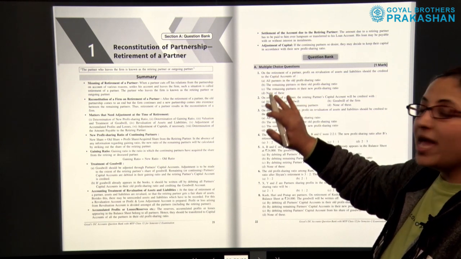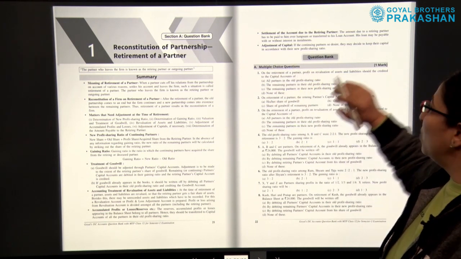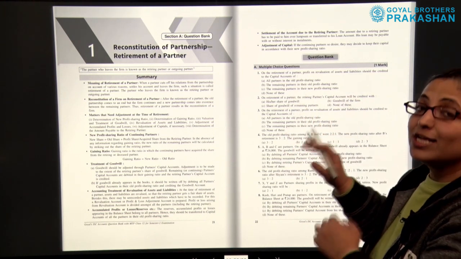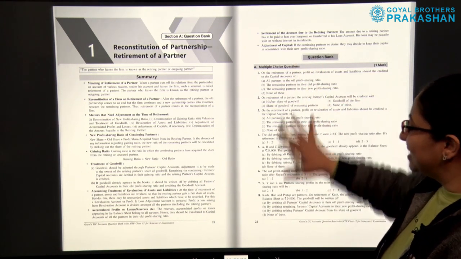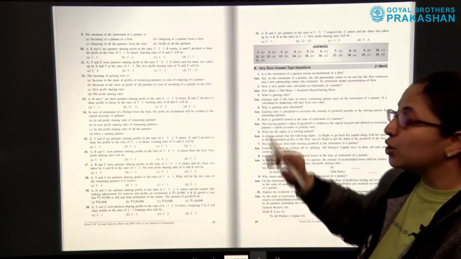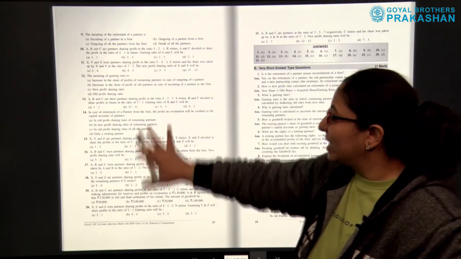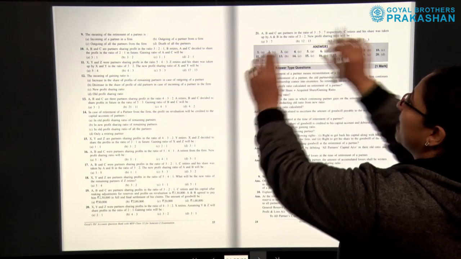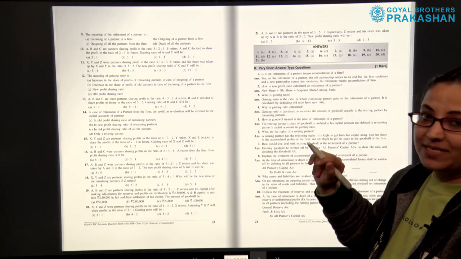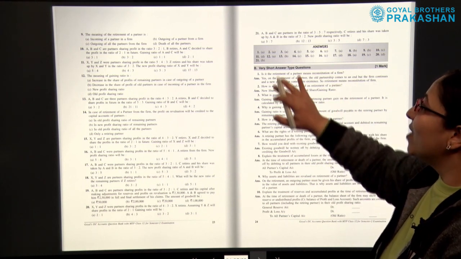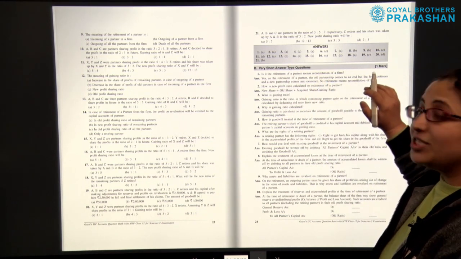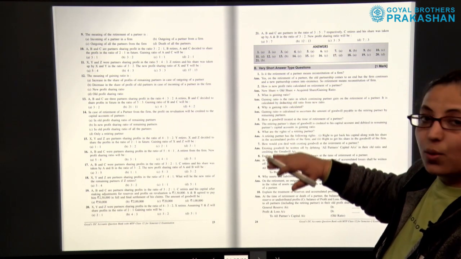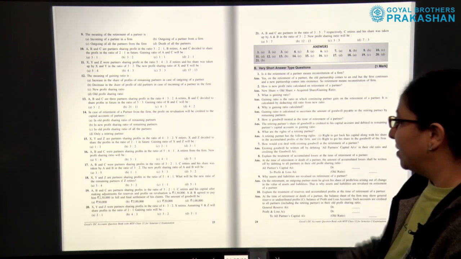In the beginning, we have the multiple choice questions, which are for 1 mark each. Now this is a solved question bank, so all the answers are provided. These are all multiple choice questions for 1 mark each. You can see there are 21 multiple choice type questions. The answers are given here in the grey box. After this, we have very short answer type questions, which are again for 1 mark. You can see all the answers are provided here in the question bank.